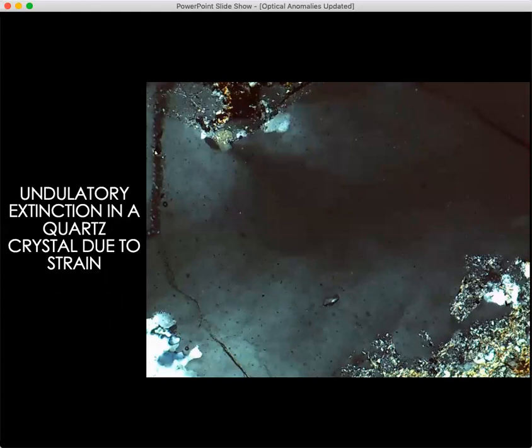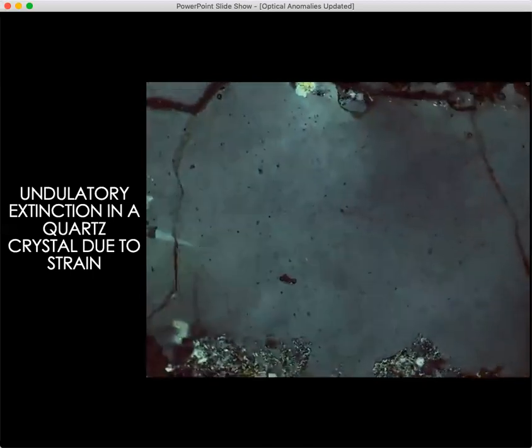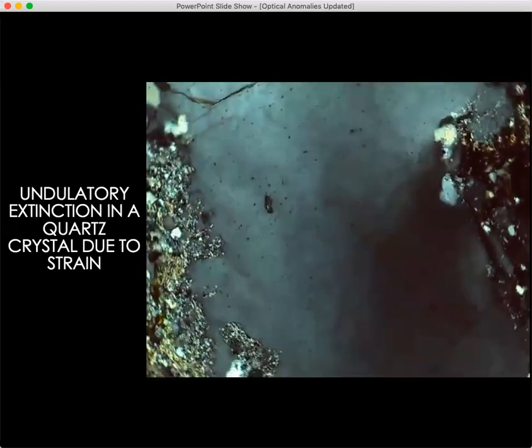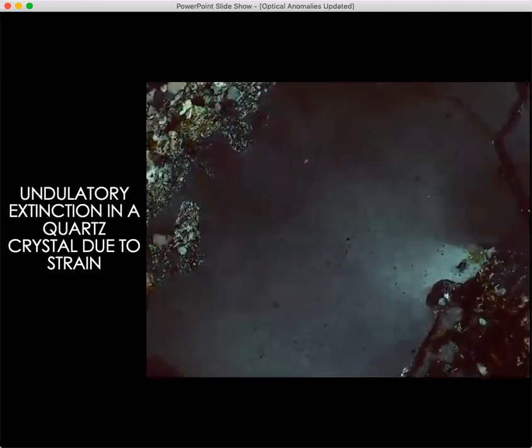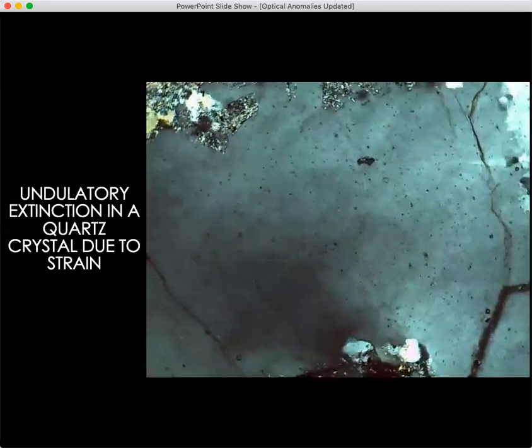The first cause we're going to evaluate is strain. External stress is the result of a crystal experiencing strain. The stress causes defects to migrate, and the bond geometry of a crystal becomes distorted. In this video, we see this with a quartz grain that should be optically homogeneous, but is displaying undulatory extinction.